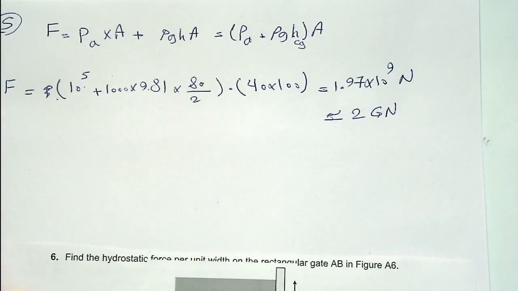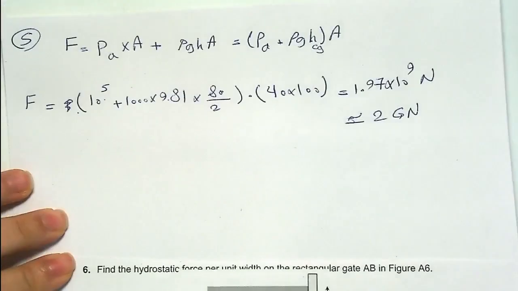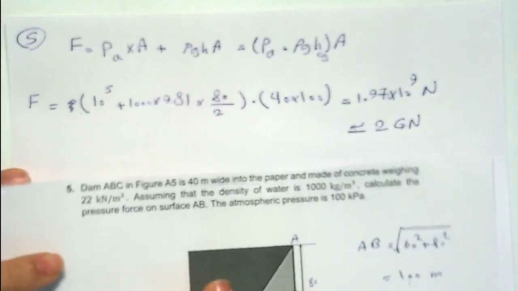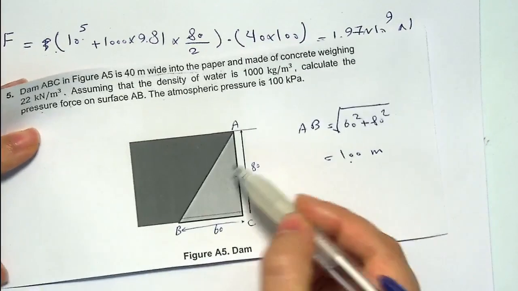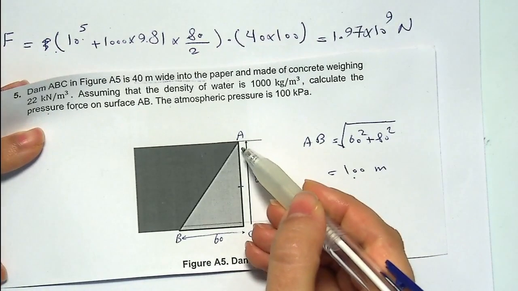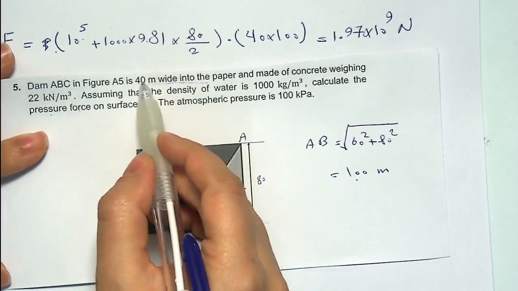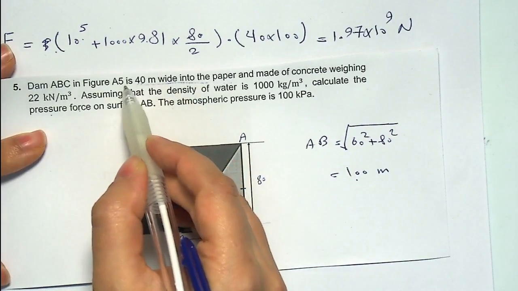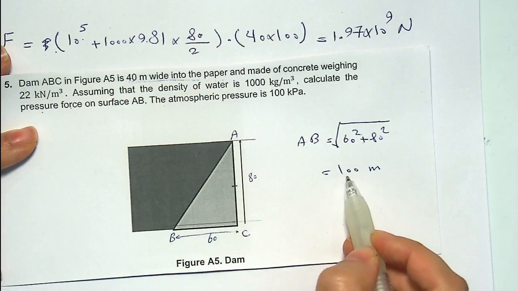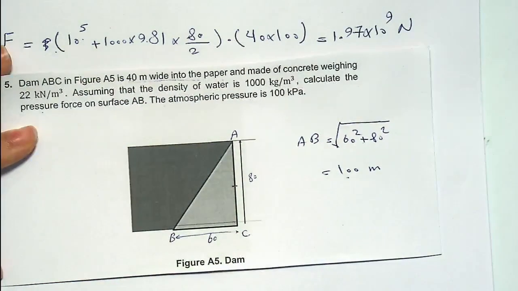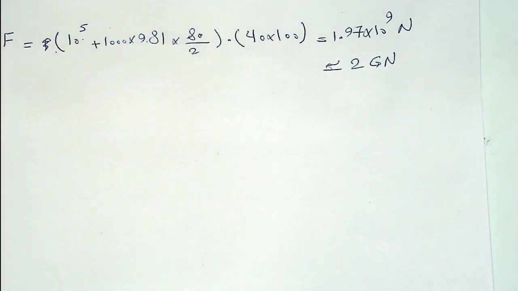So what's the 40 times 100 represent? This is the area in which this pressure is exerted on. In the question, we have the width equal to 40 meter, and I calculated the AB equal to 100 meter. So by multiplying this, I would get this surface area. Surface area, thank you. Okay.